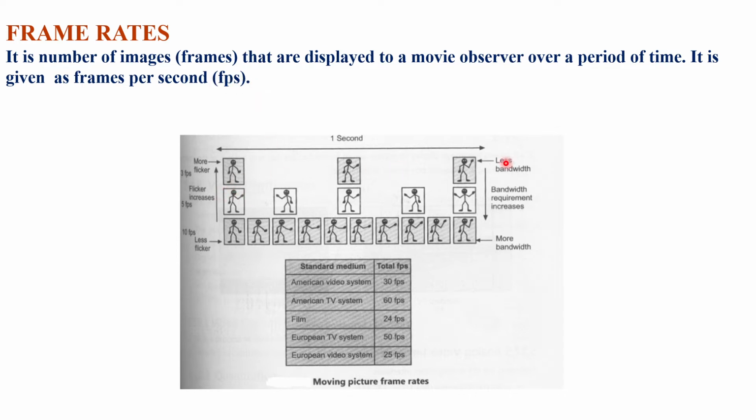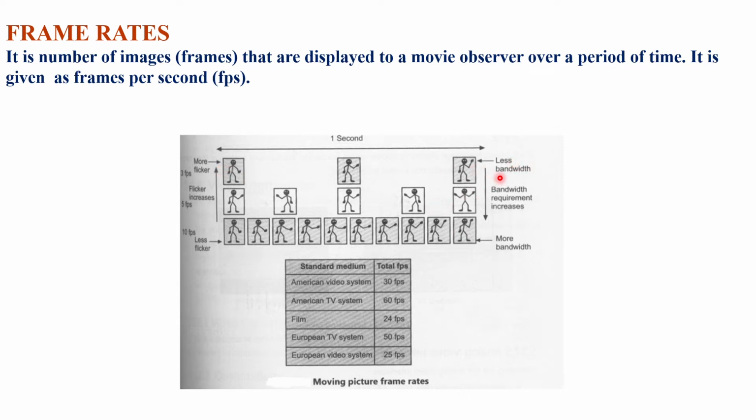So 1, 2, 3: in 1 second, if I am transmitting or scanning 3 frames, it will be called 3 FPS. Then I have increased it to 5 frames per second. Then I have gone to 10 frames per second. So what happens when you are increasing the number of frames? With a lesser number of frames, less bandwidth will be required.